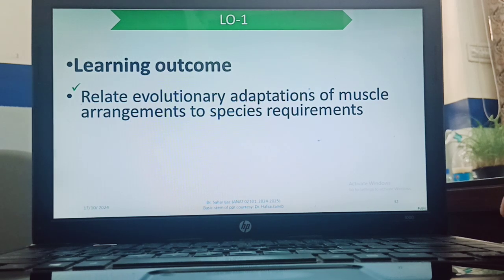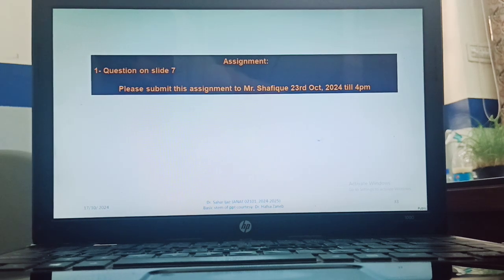So this was all about relating the evolutionary adaptation of the muscle arrangement to the species requirement. But if you notice, there was a question on slide number 7. You have to submit its answer to Mr. Shafiq by 23rd October till 4 p.m.